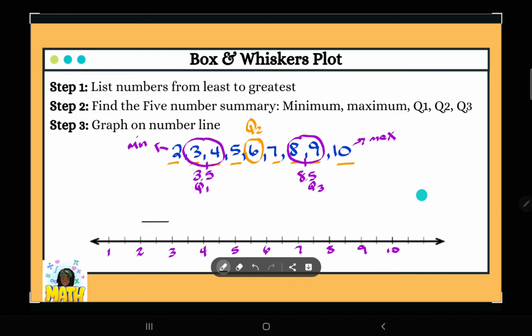So my minimum is 2, so I put a line there. My Q1 is 3.5, so I put a line there. My Q2 is 6. I'm going to put a line on 6. My Q3 is 8.5, so I'm going to put a line between 8 and 9. And then my max is 10. To create the box, I'm going to combine the 3 lines in the middle.